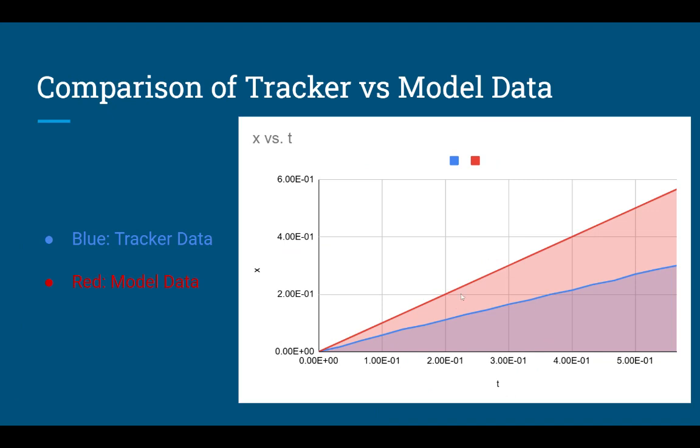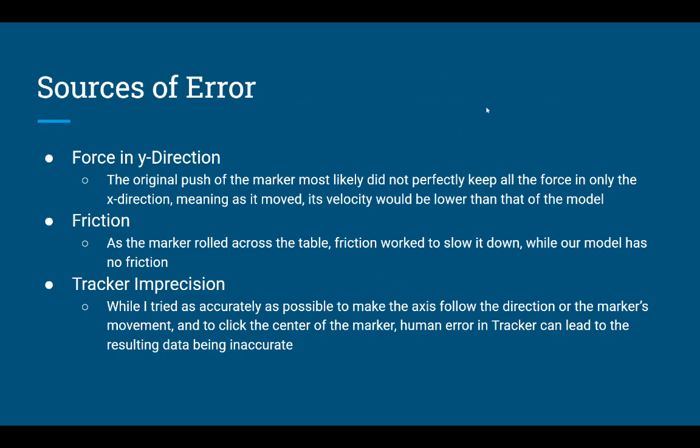When we compare the data, we see a pretty big difference. The red is our model data and the blue is Tracker. Red is a lot bigger, and the line is perfectly straight, meanwhile blue is a lot lower. But we can actually look at why this might be with some sources of error.